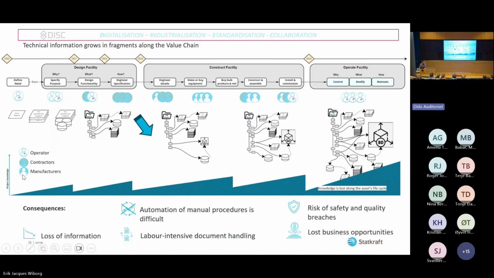Now, every time this stack of information comes into the hand of a new entity, you will lose a lot of information because it doesn't translate, because they don't feel it's necessary, for some reason, right? And this will happen over and over again. And you lose a lot of knowledge.